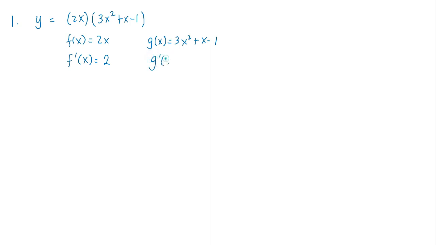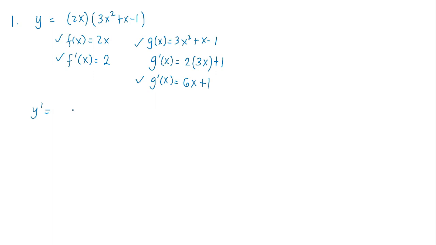And then we have g prime of x is equal to, ibababa natin yung 2, and then we have 3x, and then 2 minus 1, 1 na lang siya. Derivative of x is 1. Derivative of negative 1 is 0. So we have g prime of x is equal to 6x plus 1. So itong apat na to ang gagamitin natin para makuha yung y prime.